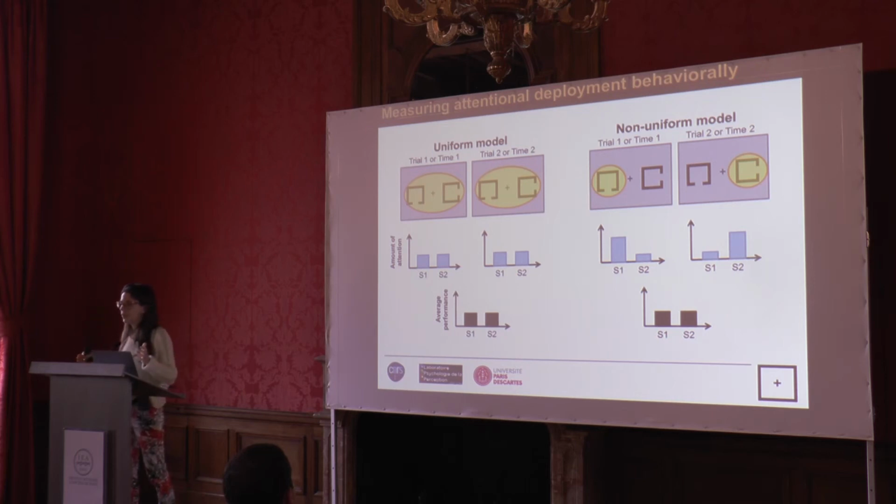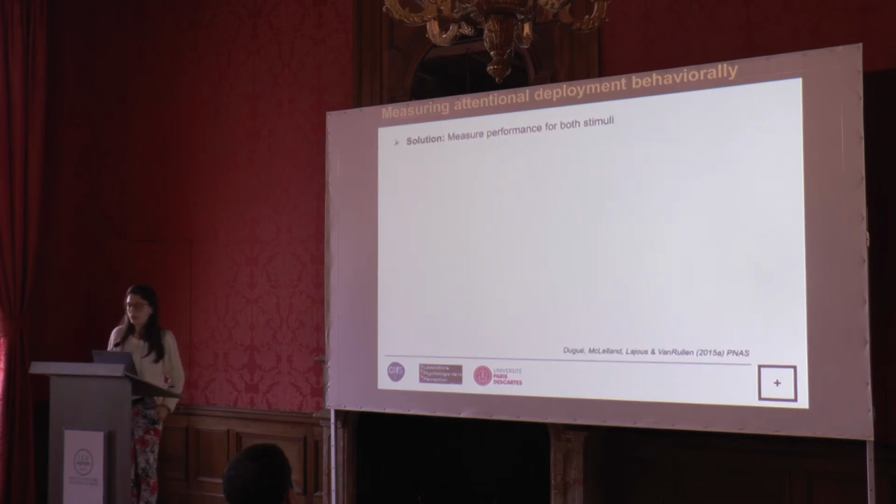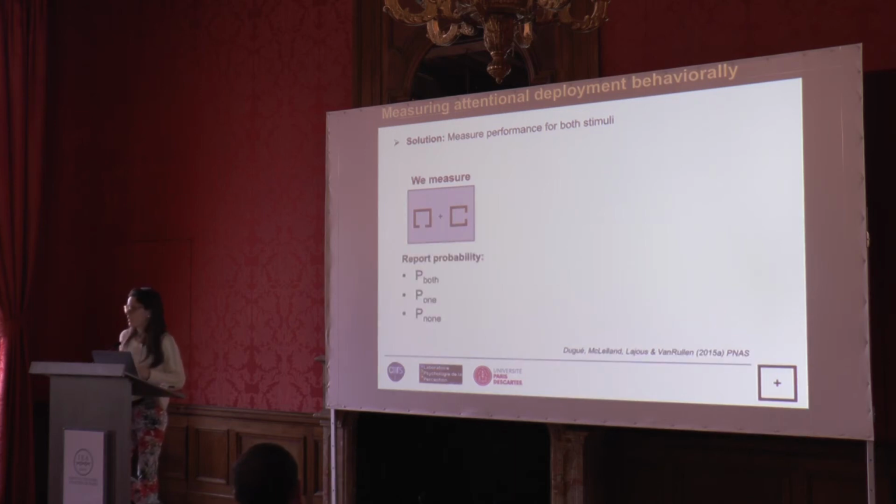You don't know that, right? So the solution that we have developed is to say, well, we have to measure performance for both of those stimuli that I presented in my example. So we present 2 stimuli. We ask the identity of both of those stimuli, and what we measure at the end of the experiment is the probability to report both of those stimuli correctly, or only one correctly, or none of them correctly. That's what we have at the end of our experiment.